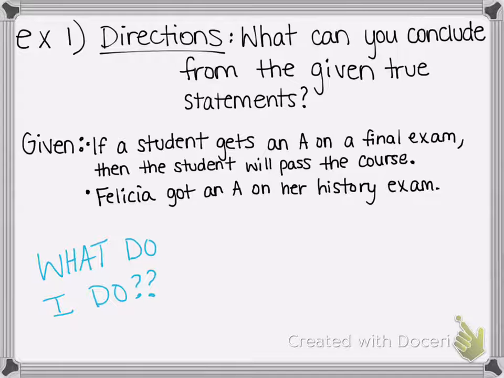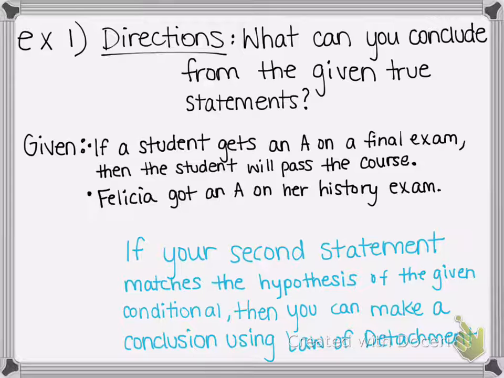Now, how do you make a conclusion from this? Well, let's talk about it. With your two statements, if your second statement matches the hypothesis of the given conditional, then you can make a conclusion. My second statement tells me Felicia got an A on her history exam. Does that match a student gets an A on a final exam? Well, yes, Felicia is the student. She gets an A and it's on her history exam.